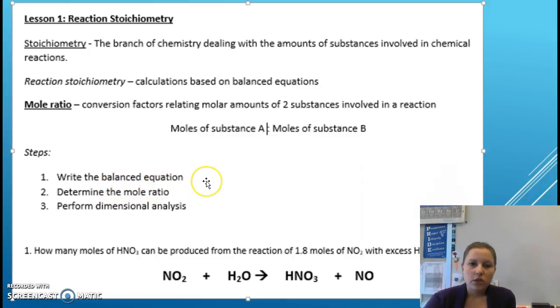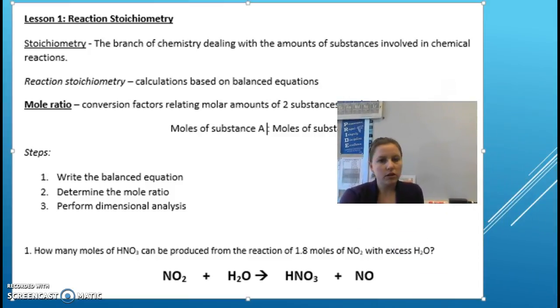To do these problems, the first thing you want to do is write the balanced equation, determine the mole ratio, and do dimensional analysis, which are the bridges that we have been working on. So these came back from the other unit. If we look at this first example problem, we have: how many moles of HNO3 can be produced from the reaction of 1.8 moles of NO2 with excess H2O? That excess H2O part isn't going to make a lot of sense right now, but we are going to talk about that soon, what it matters and why it's written there.